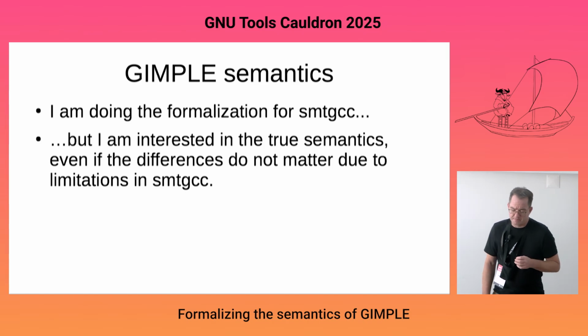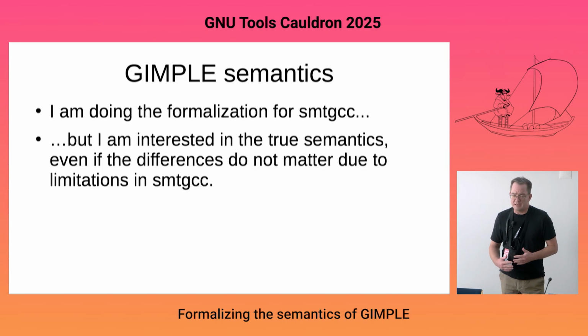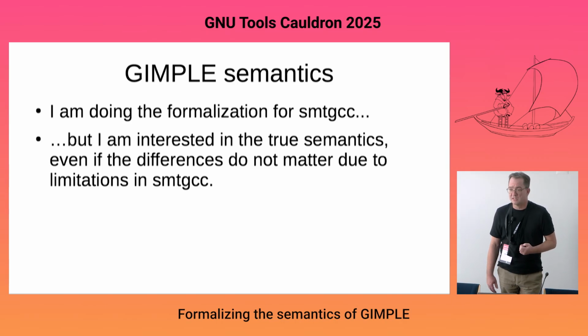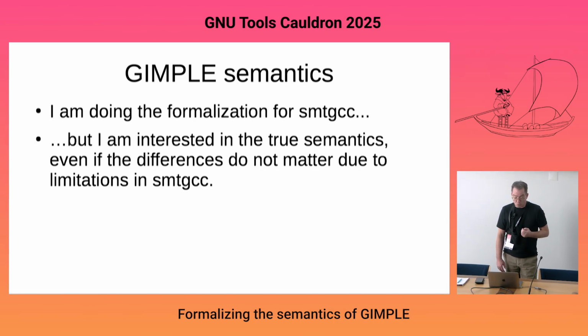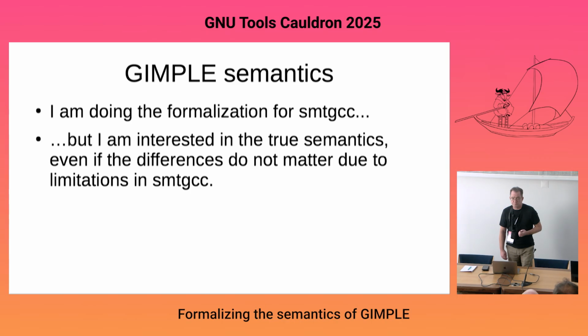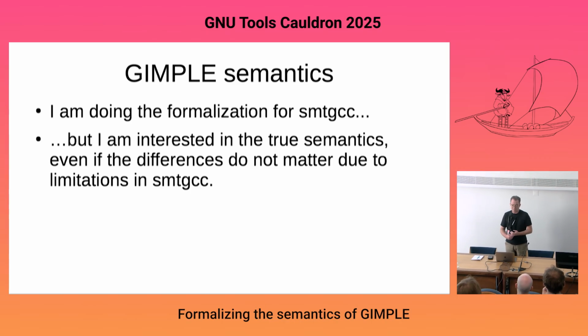I will make a note here that since I'm doing this work for smtgcc, there are lots of cases where some details of the semantics do not really affect me for various reasons. For example, right now how I do memory layout means that certain problems cannot happen. But I'm actually interested in getting the full semantics for all of GIMPLE, because partly I'm planning to improve my tool, but also because there are other things I want to do with formal methods and so on.